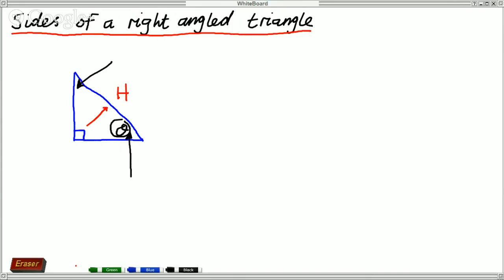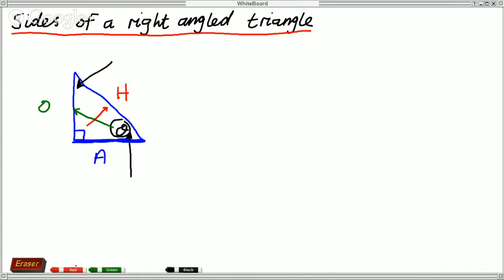So what that means is the other two sides, the side that is directly across from it is known as the opposite side, O for opposite. And the side which is not directly opposite and is not the hypotenuse, so this bold blue side here, this is known as the adjacent side.